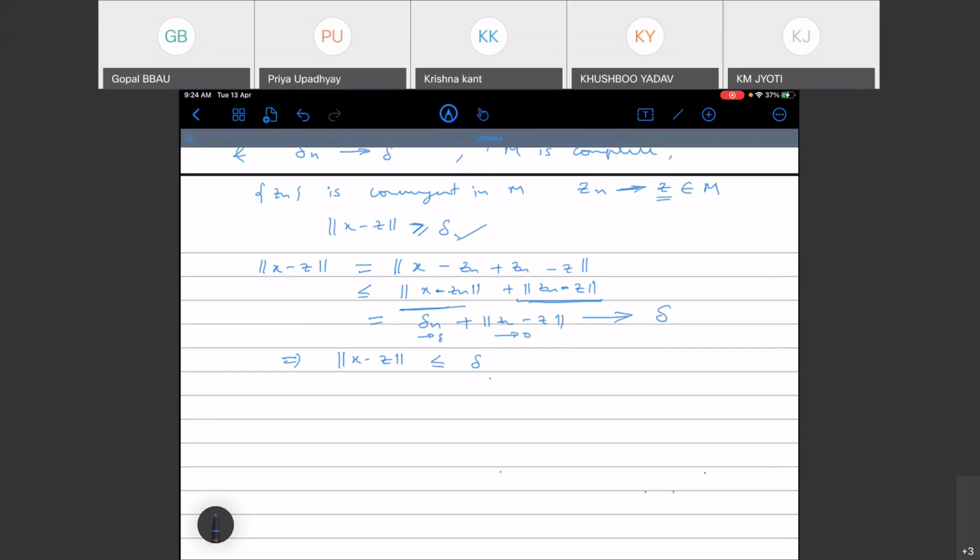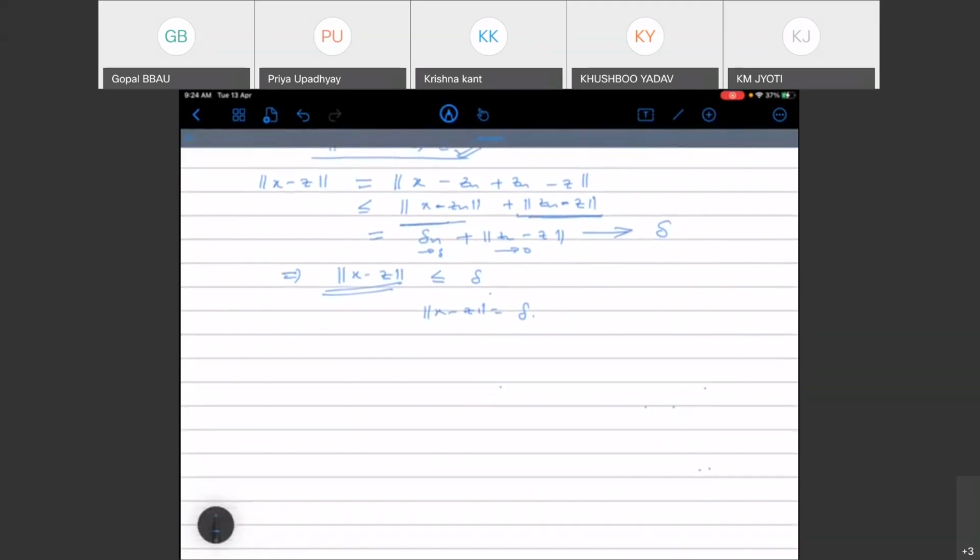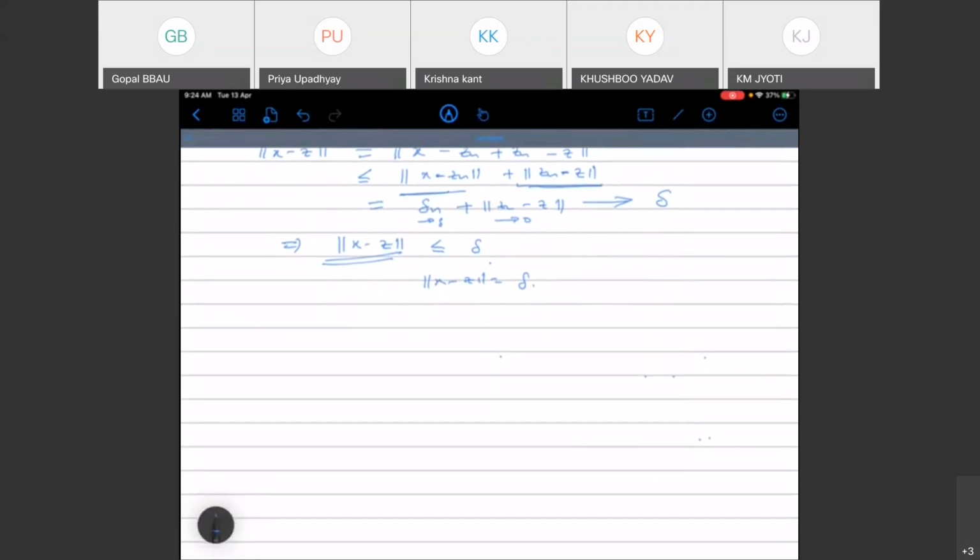So here you are getting norm X minus Z is greater than or equal to delta, and here you are getting X minus Z is less than or equal to delta. Both imply X minus Z equals delta. Do you see this? Is it okay? Yes sir. The uniqueness part is easy, so I'll leave this for you.